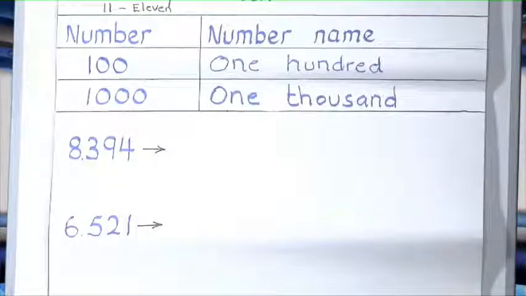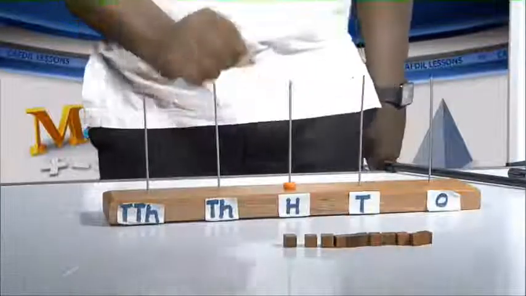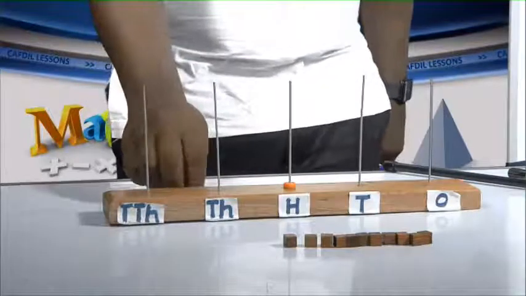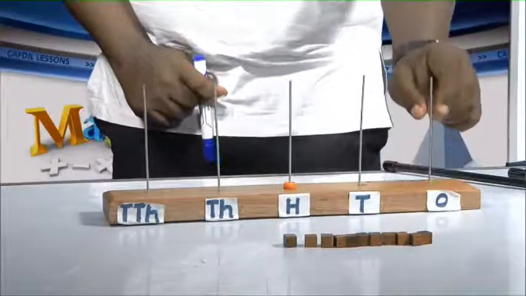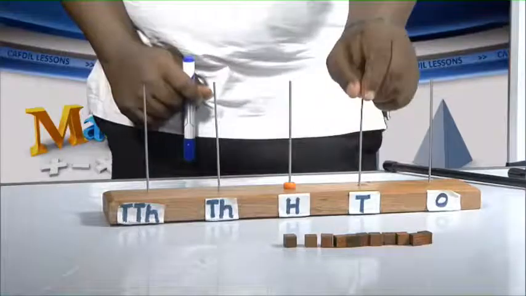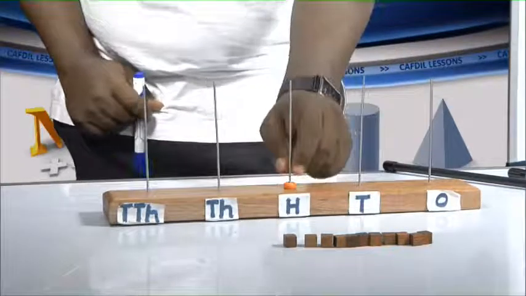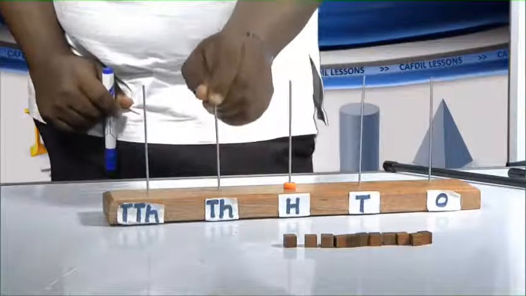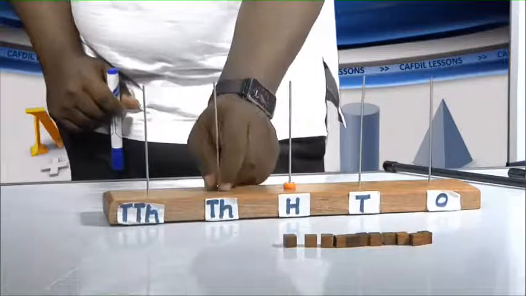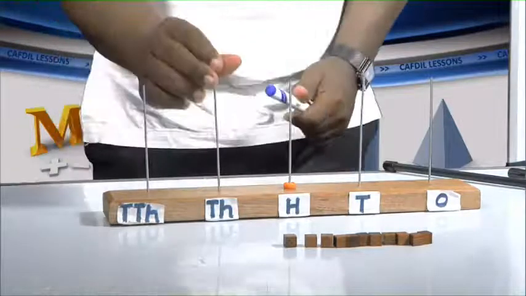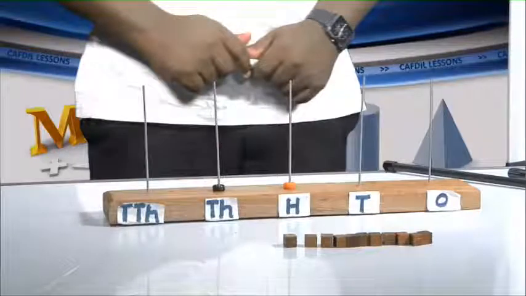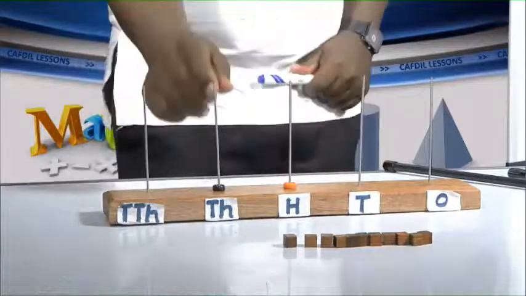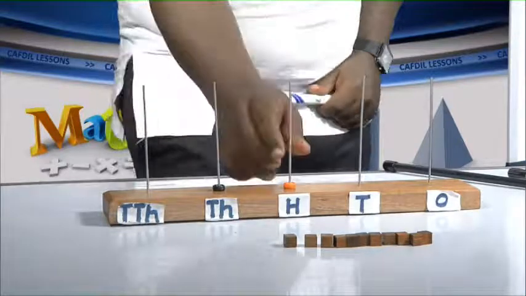So on the abacus, 1,000, where am I going to place my bead? I said this one is the stand for ones. This is the stand for tens. This is the stand for hundreds. And this is the stand for thousand. So I'll place it here. So this is 1,000 and this is 100.